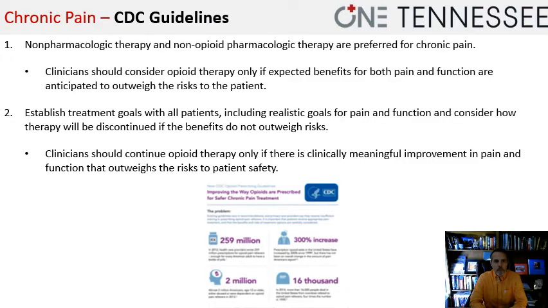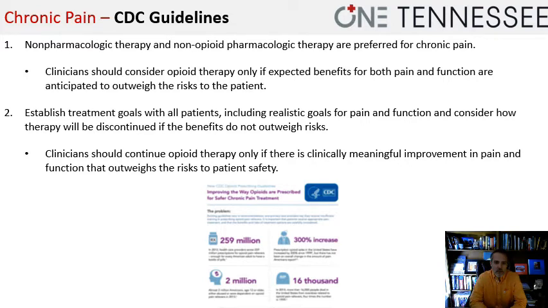When it comes to treating chronic pain, how do we do it? Where do we turn? The CDC has published guidelines, and we're going to review those now. So the first thing, non-pharmacologic therapy and non-opioid pharmacologic therapy are preferred for chronic pain. That's pretty much in line with the JAMA articles stating that there's no real reason to use a narcotic when you don't have to. So clinicians should consider opioid therapy only if expected benefits for both pain and function are anticipated to outweigh the risks to the patient.